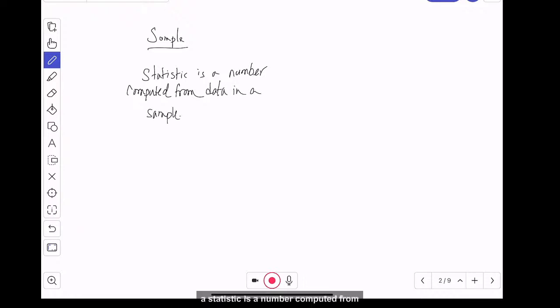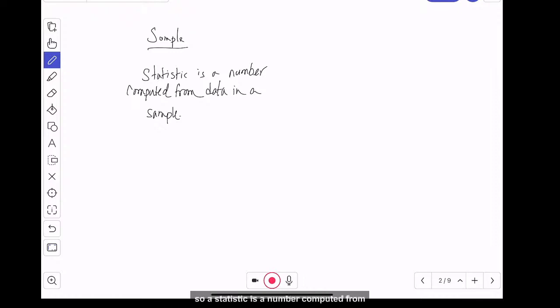A statistic is a number computed from data in a sample. The idea is that I can, in a cost-effective way, gather a sample and learn or gain information about that characteristic that I'm measuring. So if I'm measuring student performance, something like a GPA would be an indicator of student performance. Very good, Daviana.